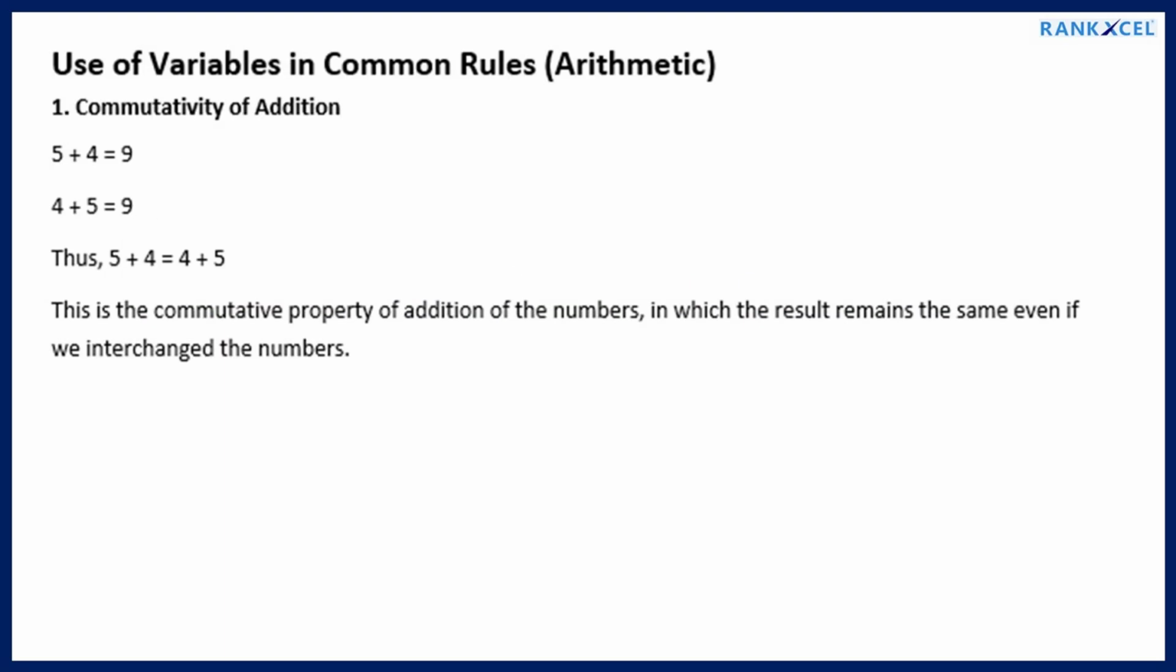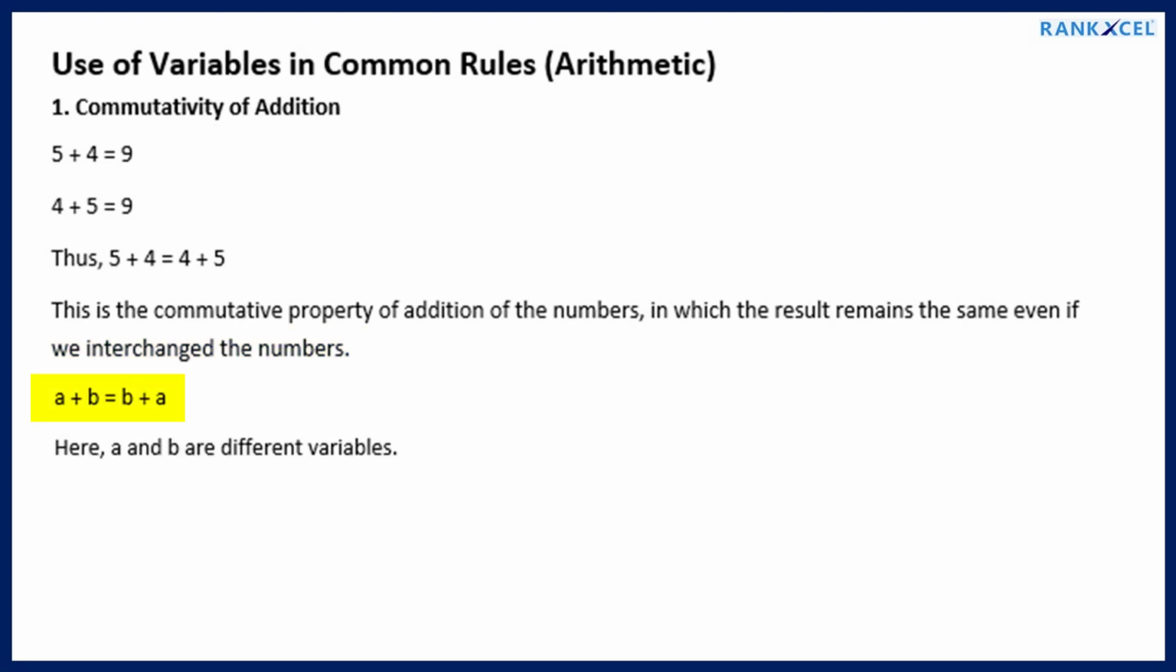Use of variables in common rules. Arithmetic. 1. Commutativity of addition. 5 plus 4 equals 9. 4 plus 5 equals 9. Thus, 5 plus 4 equals 4 plus 5. This is the commutative property of addition of numbers, in which the result remains the same even if we interchange the numbers.